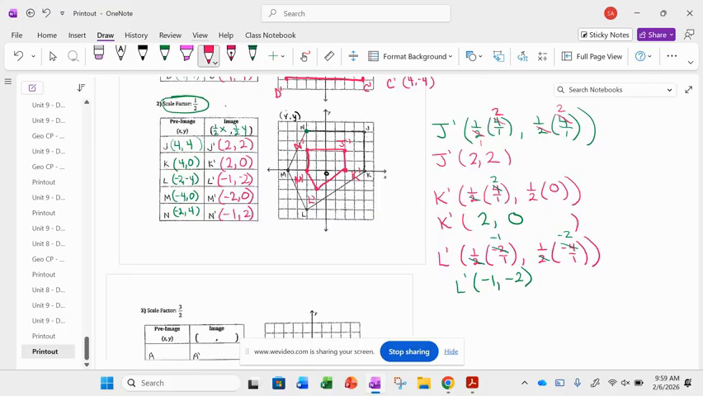And doesn't our new image look like the original just shrunk? It should look like the original just shrunk. What happens if it looked like a completely different shape? What happens if you drew this and it looked like a star? You obviously did something wrong, right? You messed up the coordinates somewhere.